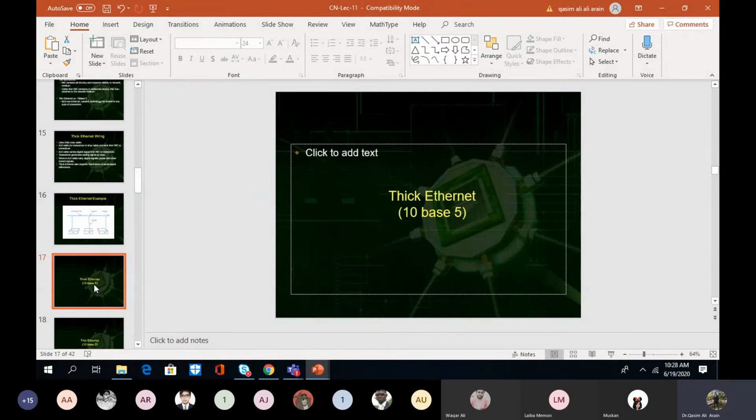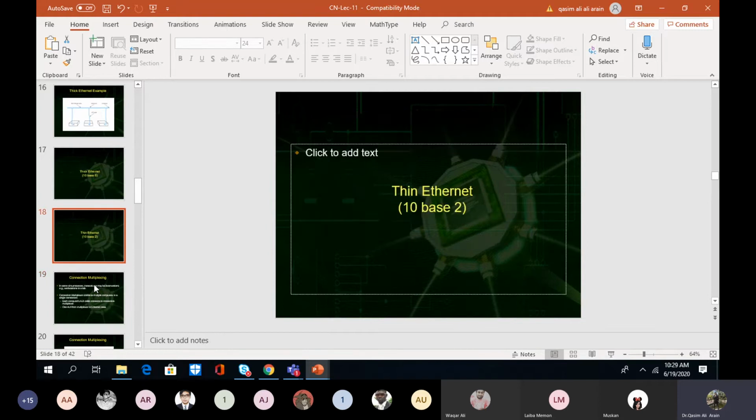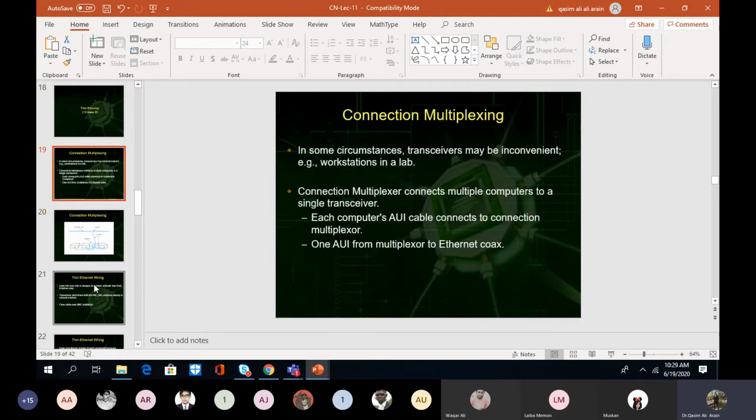Then thick Ethernet we have gone through. Then we have the concept of thin Ethernet. Okay? But before thin Ethernet, let me tell you one thing, that is called connection multiplexing. In some circumstances, transceivers may be inconvenient, for example, workstations in a lab. A connection multiplexer connects multiple computers to a single transceiver. Each computer's AUI cable connects to the connection multiplexer.